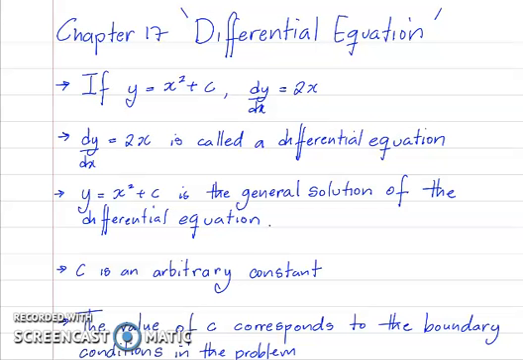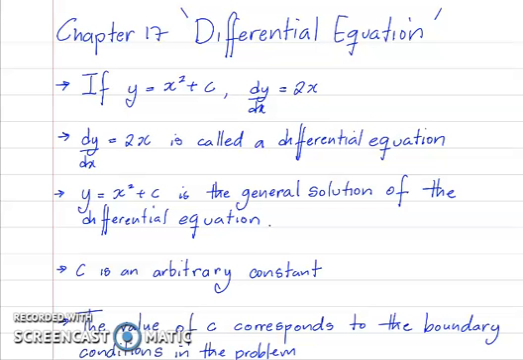Chapter 17, Differential Equations. If y is equal to x squared plus c, dy by dx, the first derivative, is equal to 2x. Now, dy by dx = 2x is called a differential equation. y = x squared plus c is the general solution of this differential equation, and c in the general solution is called an arbitrary constant.